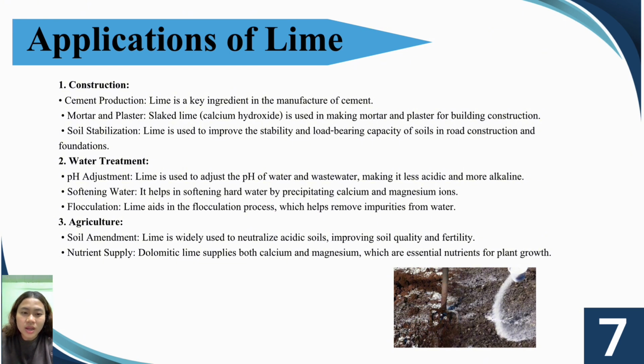Number 3, agriculture. Soil amendments: lime is widely used to neutralize acidic soils, improving soil quality and fertility. Nutrient supply: dolomitic lime supplies both calcium and magnesium, which are essential nutrients for plants' growth.